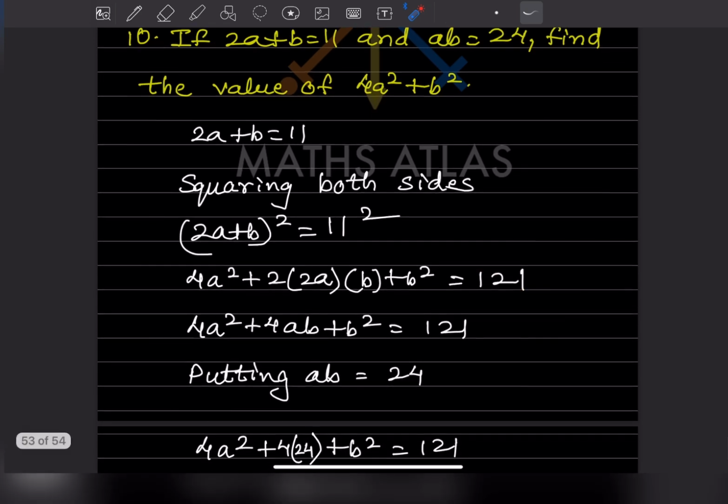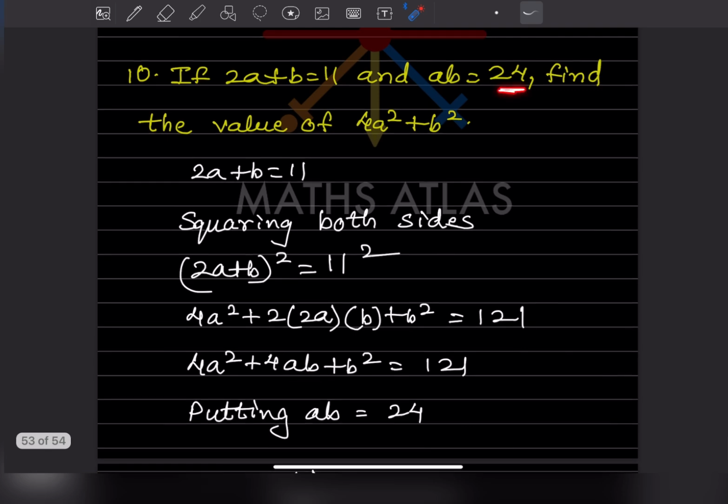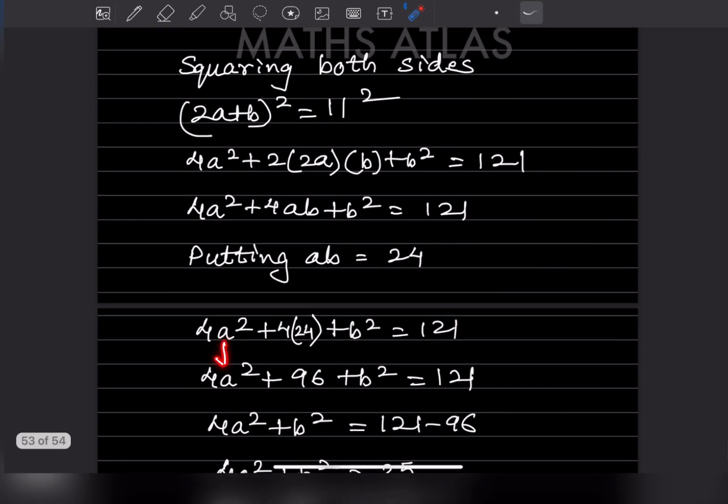Now here 4a square as it is, and because this is together, 2 2s are 4, and here ab, so that is going to be 4ab, and this will be as it is, and this will be again the same. Now what will you do here? You know ab is given, what is that? 24. So in place of this ab you are going to put 24, so putting ab is equal to 24. This part you will write as it is, 4 as it is. For this ab you will write here 24, and this b square as it is. So 4a square as it is, and 4 into 24 is going to be 96.